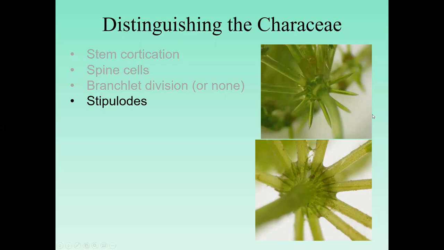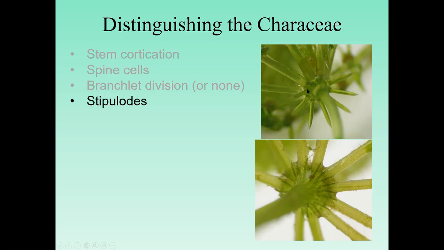And so on the upper photo, this is a Chara braunii, the bronze stonewort, which is one that does not have any of those corticating cells. So you can see the stem and the branchlets and everything here are just smooth and green. They don't have those stripes on them anywhere. So this is an example of a Chara that does not have those cells. Most of them do, but this is one of just a couple that does not.